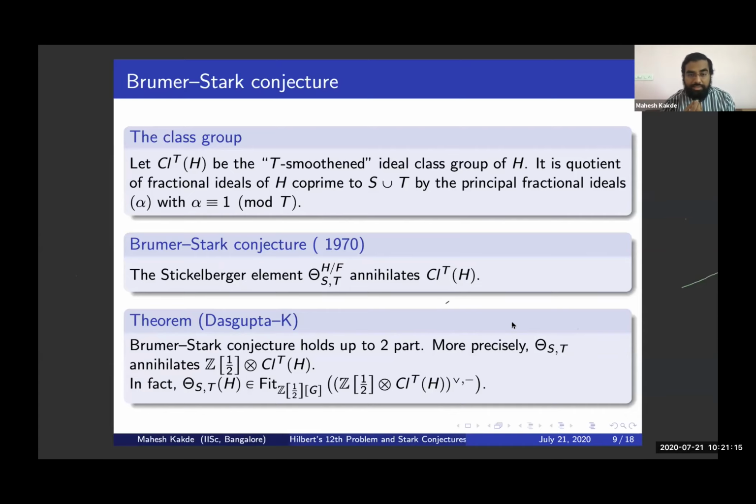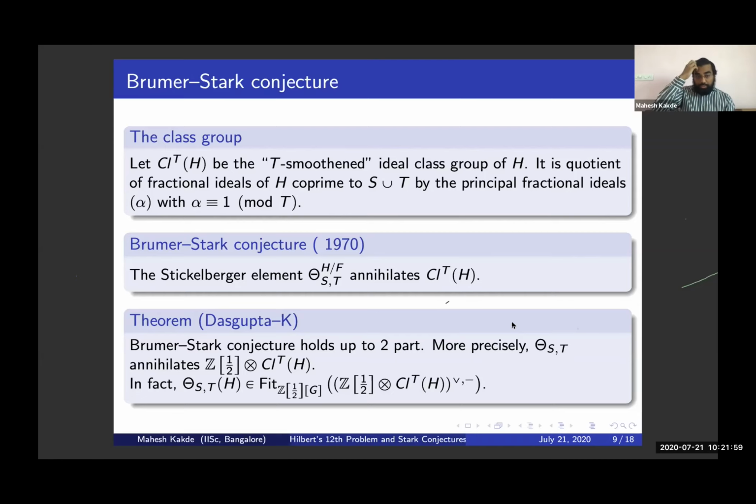It says that the Stickelberger element annihilates the class group. So the Galois group of H over F acts on the class group, and so ZG acts on it, and you can talk about annihilators inside ZG, and the Stickelberger element annihilates it. Now, why is it called Stickelberger? Because there is a classical theorem of Stickelberger from 1890, which is precisely this result when F is equal to Q. So Brumer's conjecture was an attempt to generalize Stickelberger's theorem from Q to any totally real field.